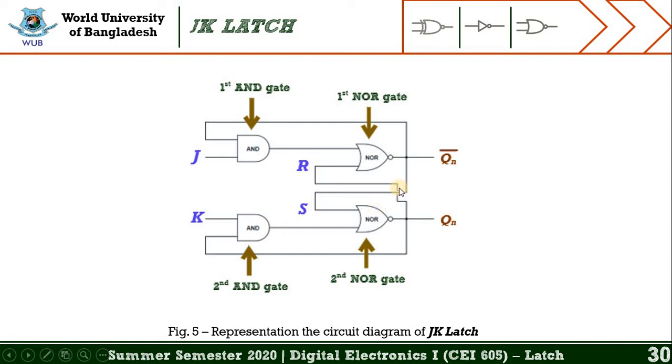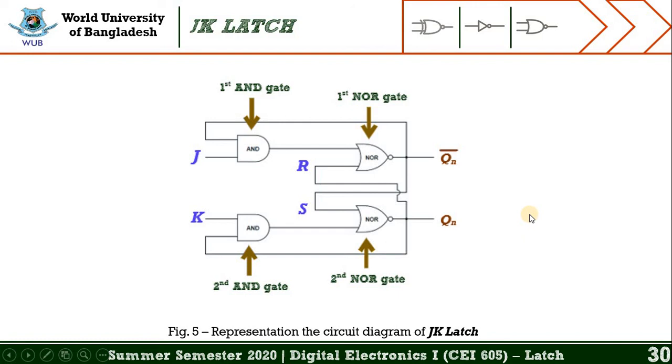So let's move into the NOR gate. If you look at the upper NOR gate, you may find there are also two inputs. One is symbolized by R and one is the output of the previous AND gate. And if you look at the lower NOR gate, it also has two inputs. One is S, another one is the output of the AND gate. And in the right section, you may find the outputs. One is QN and another one is the complement of QN. So that's all for the JK latch.